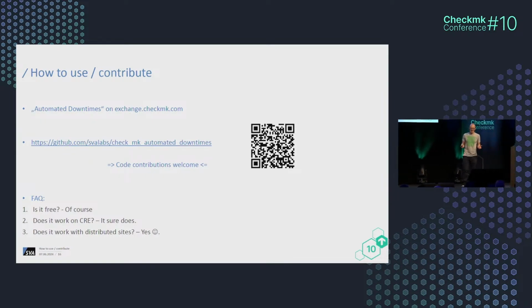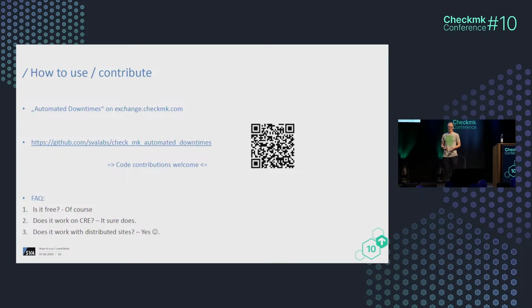Yeah, so how can you get your hands on it? It's been on Checkmk Exchange since Monday. It's called Automated Downtimes. It's also on GitHub, so if you want to fiddle with it and think of other dependency logics that you want to include, feel free to extend it. It's GPL, you can contribute, you can ask Michael to help you with anything you need. The QR code is for the GitHub, so that makes it a little easier.